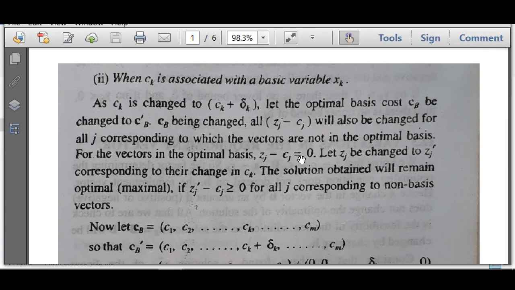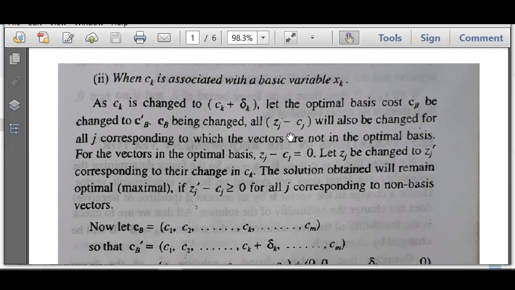So for the optimal solution already reached, for those j, zj minus cj equals 0, but for those which are non-basic variables, zj minus cj is greater than or equal to 0. That will also change because there is a change here, because the basis cost is changing, unlike the previous case where the basis cost was not changing. Here the basis cost is changing. As a result, the zj minus cj of the non-basic part will change, and the zj minus cj of the basic part remains as it is, because it is already 0 since the optimality condition is satisfied.